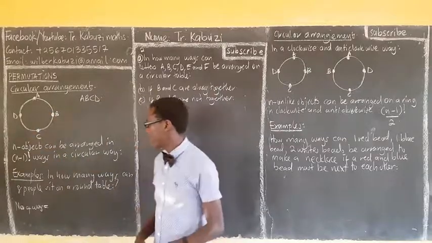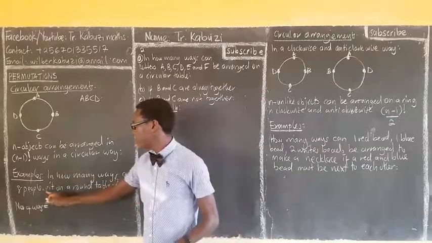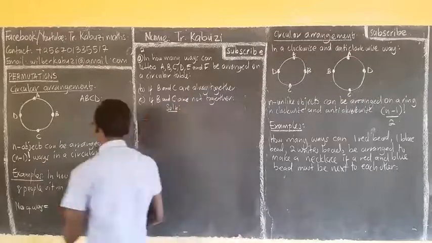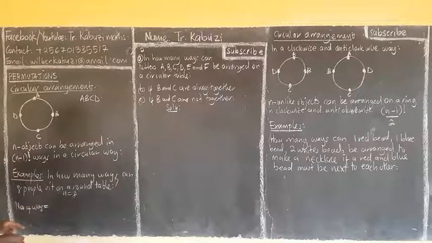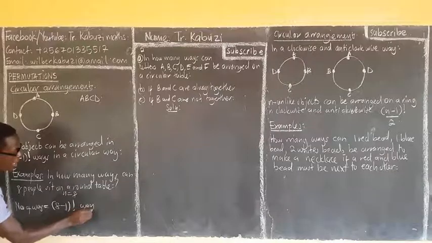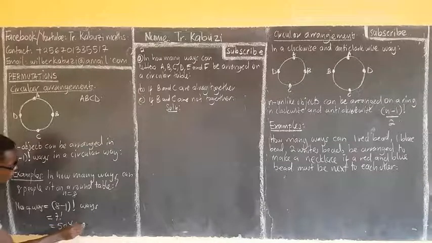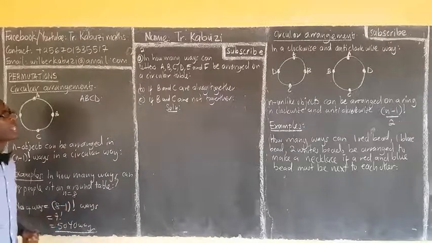So let us see an example there. In how many ways can 8 people sit at a round table? Here I have 8 people, so my n is 8. Meaning the number of ways is always n minus 1 factorial. So I'm going to have 8 minus 1 factorial ways, and this is going to give me 7 factorial, which is 5040 ways. So always reduce the number of items by 1, then take the factorial.